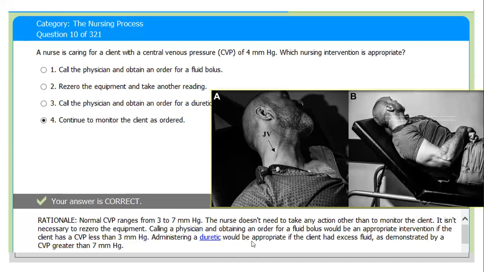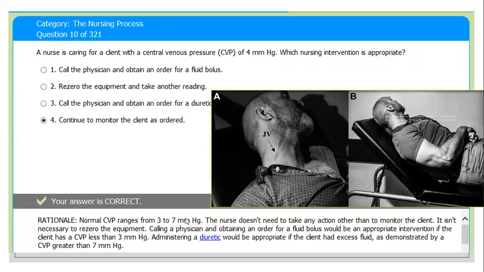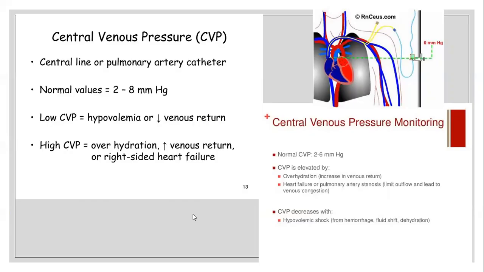Administering a diuretic would be appropriate if the client has excreted the fluid, as demonstrated by a CVP greater than 7 millimeters of mercury. Here we can see the central venous pressure monitoring. The normal is 2 to 6 millimeters of mercury. Some books say 2 to 8 millimeters of mercury, and here we say 3 to 7. It is good if you remember all of them. Any one you will get in the NCLEX board.